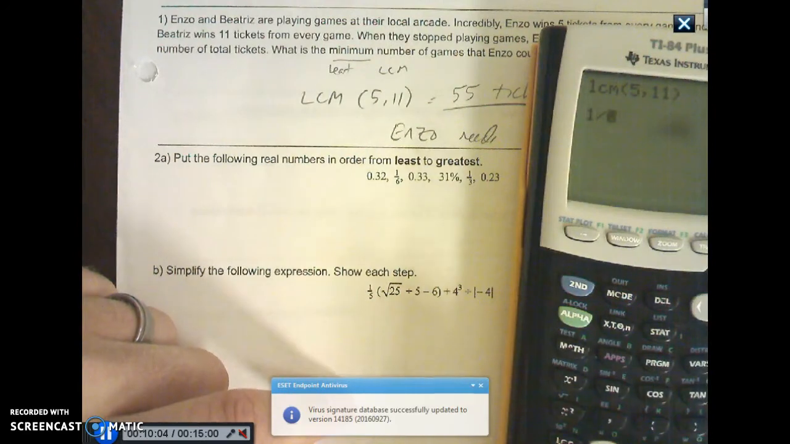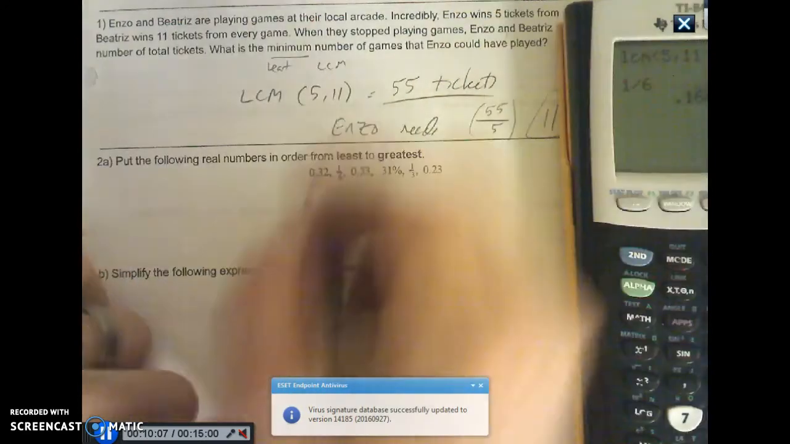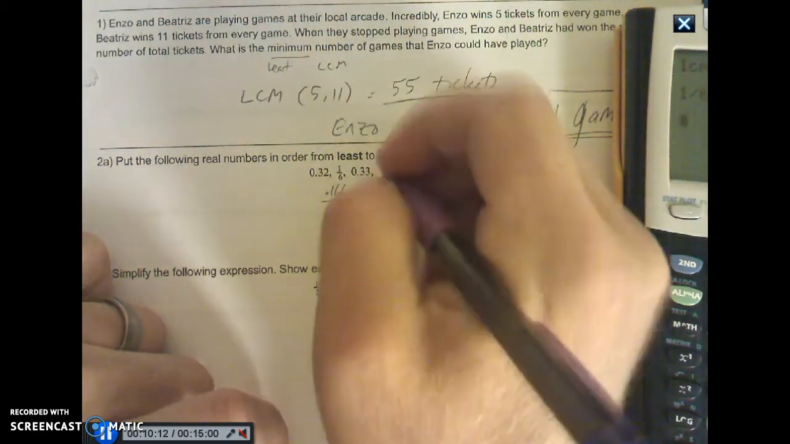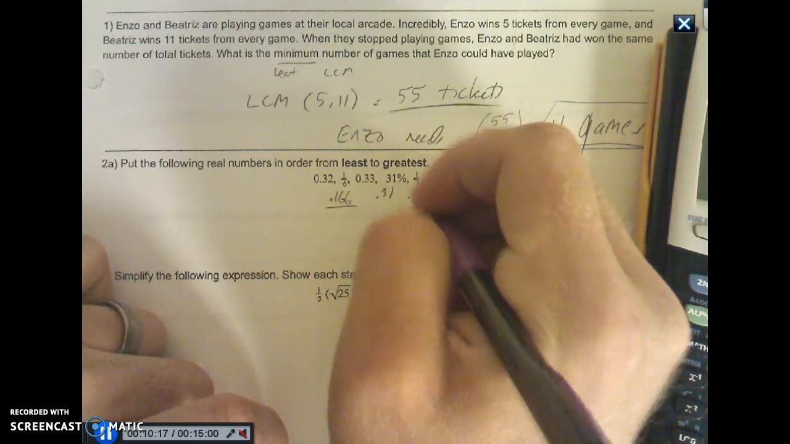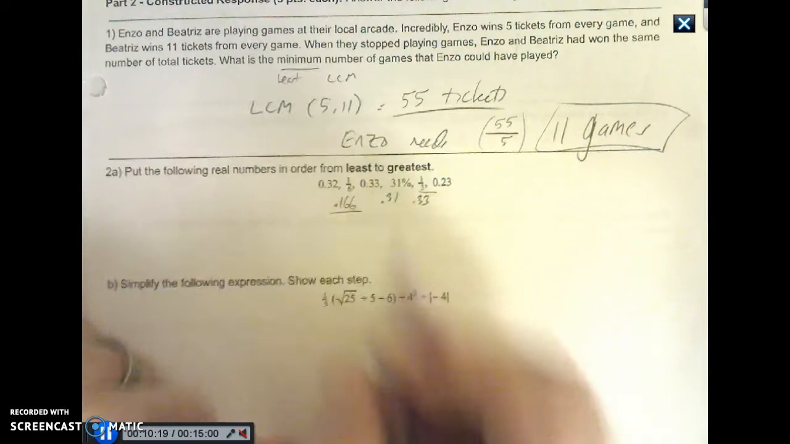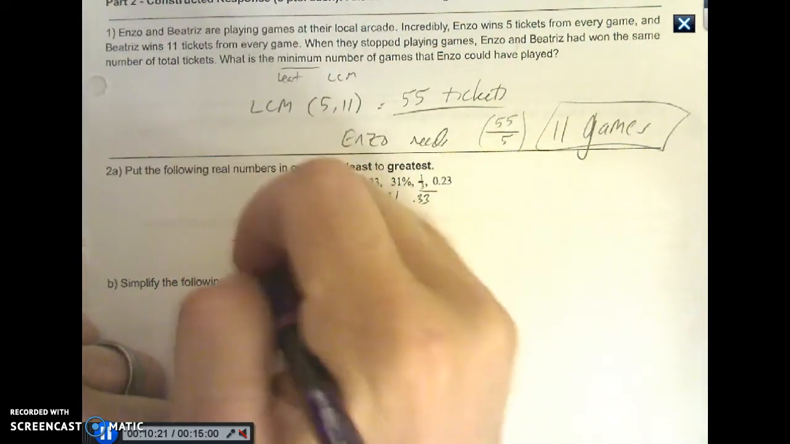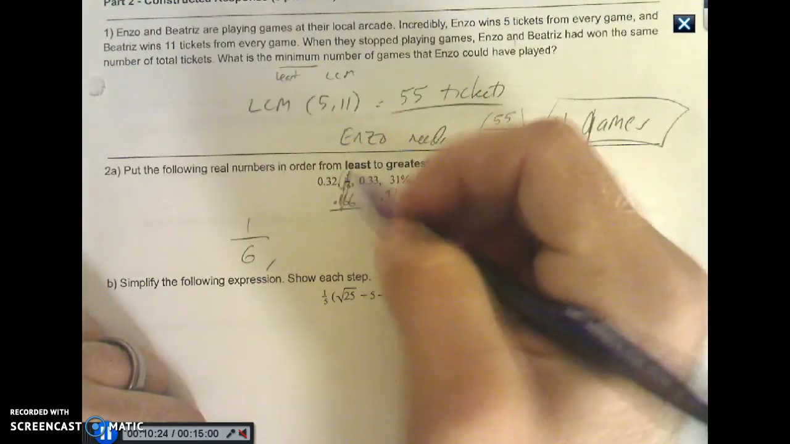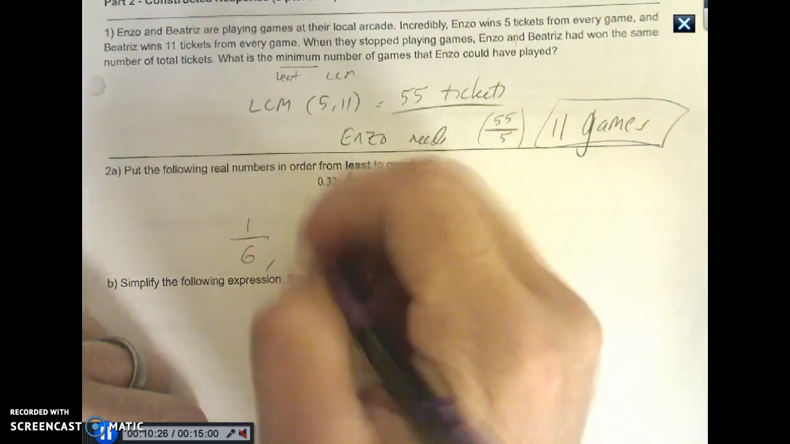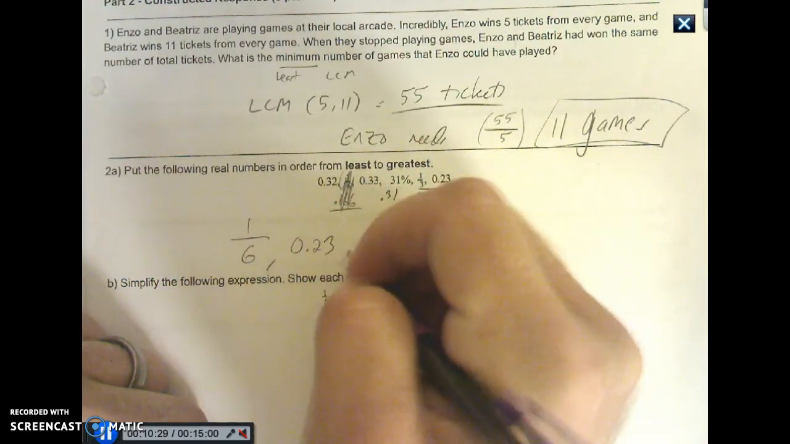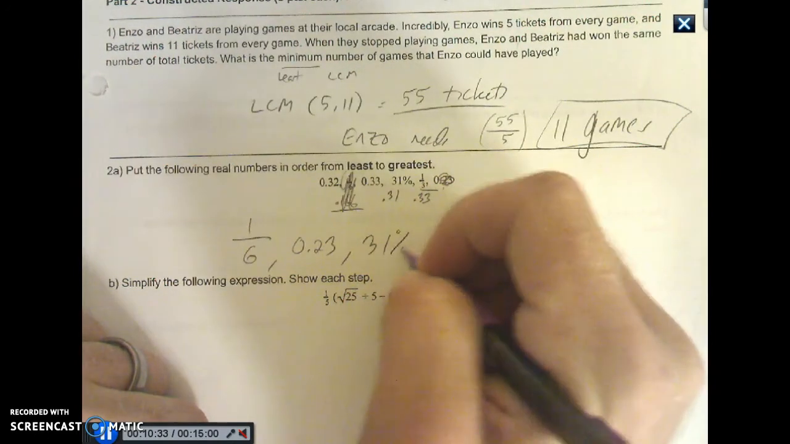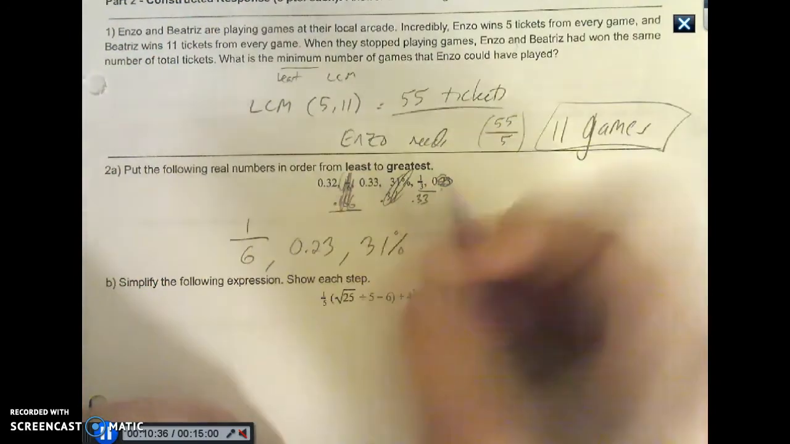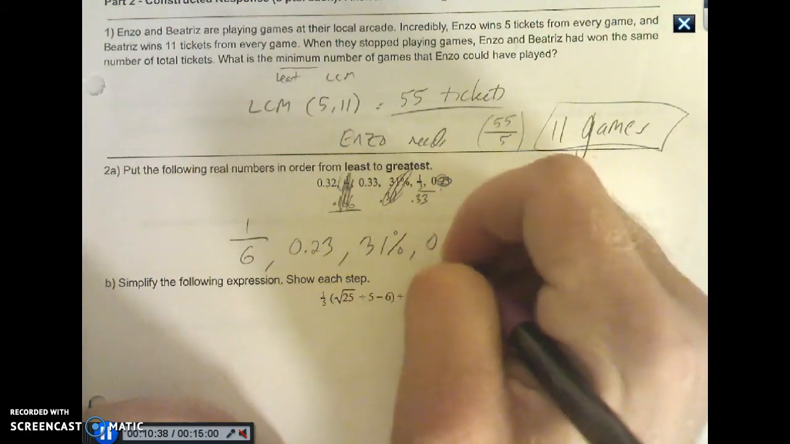Okay, next one, least to greatest, 1/6. Gives me 0.166. 0.33 is good. 31% is 0.31. 1/3 is 0.33 repeating. So least to greatest, 0.166 is first, so 1/6. Cross this one off. My next one's the 0.23, 0.23. Then I'm looking at 31%. Okay, now 0.32.